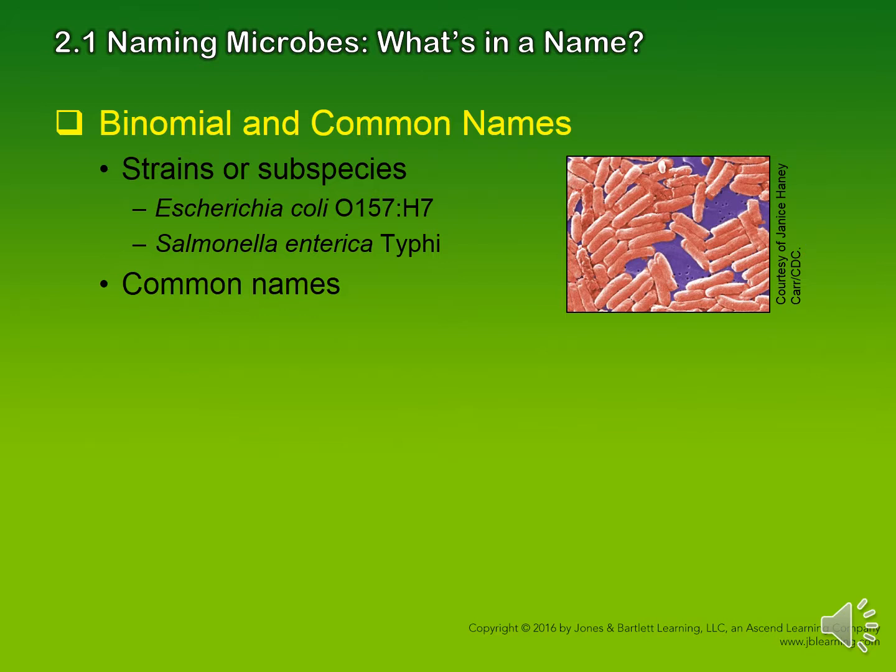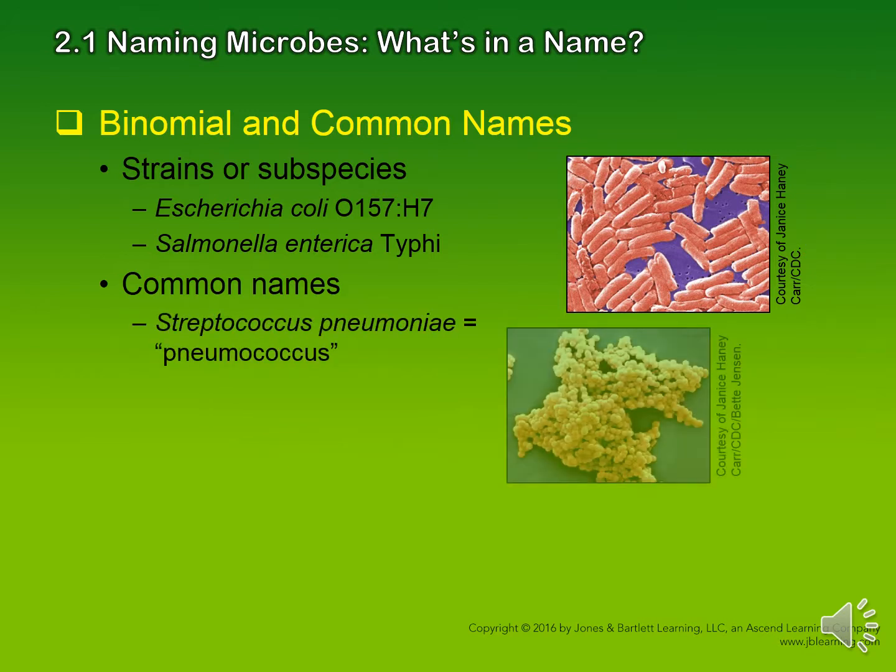Another common bacteria is Salmonella enterica typhi. Okay, now this is a causative agent of typhoid. So the official name is: the genus is Salmonella, the species is enterica, and the subtype is typhi.